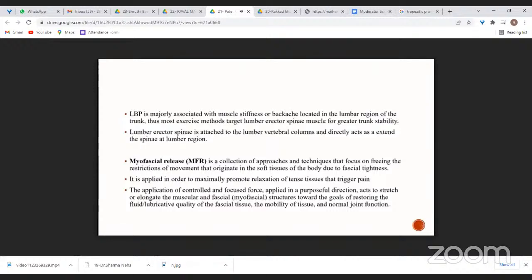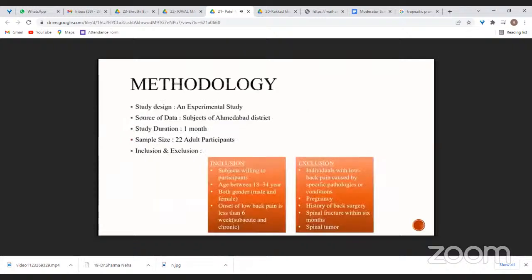Myofascial release is a collection of approaches and techniques focusing on freeing the restriction of movement that originates in the soft tissue of the body due to physical tightness. It is applied in order to maximally promote the relaxation of tense tissue that triggers the pain. The application of controlled and focused force applied in a purposeful direction acts to stretch or elongate the muscular and fascial structures toward the goal of restoring the fluid, lubricative quality of the fascial tissue, the mobility of the tissue, and normal joint function.